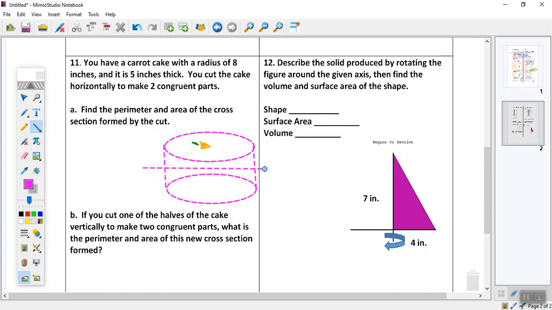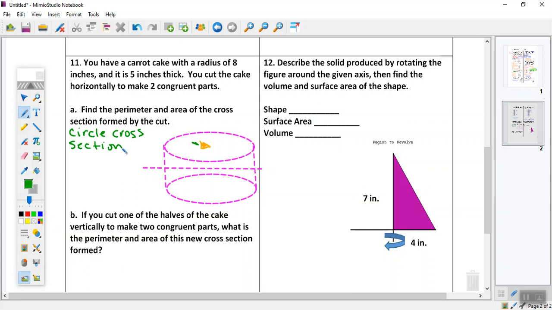We're cutting horizontally this time, right? So it's going through this way. So if this was my rubber band around the cylinder like so, it'll be a circle, right? Okay. So in part A, the cross section would be a circle if I cut through there. Okay, talk to me about that circular cross section, kids.